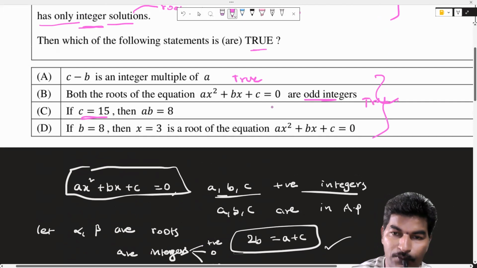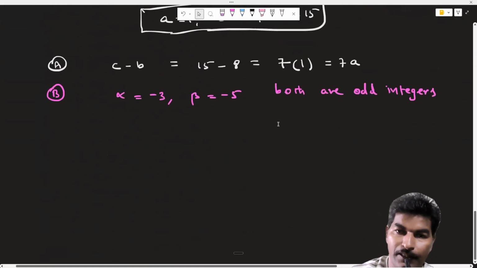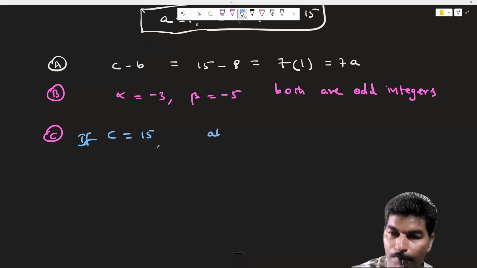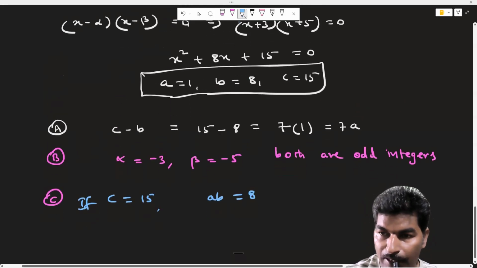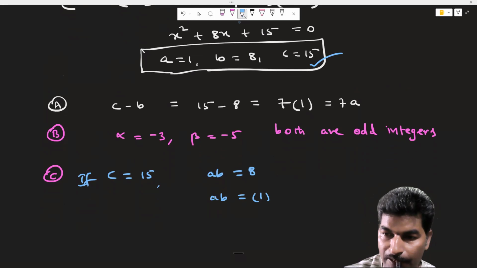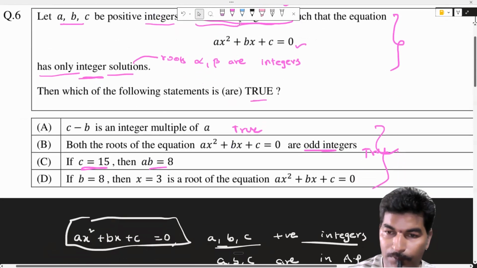See, if c is equal to 15, ab is equal to 8, they are saying. Is it correct? Actually, we have c value 15 itself. And ab is equal to, of course, a is 1 and b is 8 itself, so 8. It is correct. Option C is also true for this.